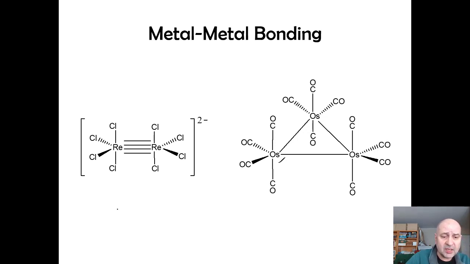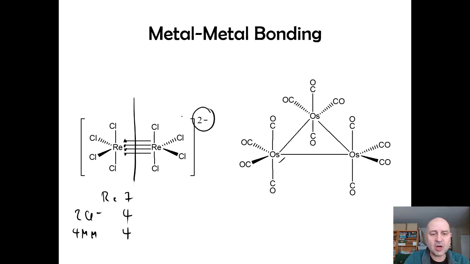If we count rhenium here, rhenium has 7. I'm going to do this for each rhenium center. Rhenium has 7. We have 4 chloros, and so then we have 1, 2, 3, 4 metal bonds. That gives me 4 electrons, and then I have a -2 charge, so I add an electron for the charge. It's just 1 electron because I'm looking at it, I'll cut it in half. It's symmetrical, and so when I add that up, I get 8 and 8, so that's 16 electrons.